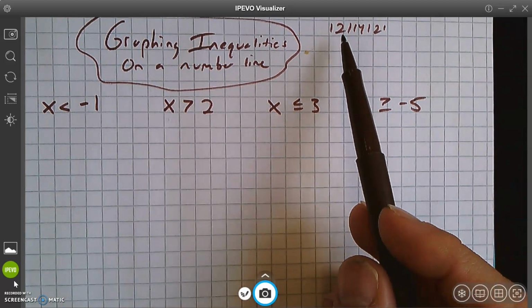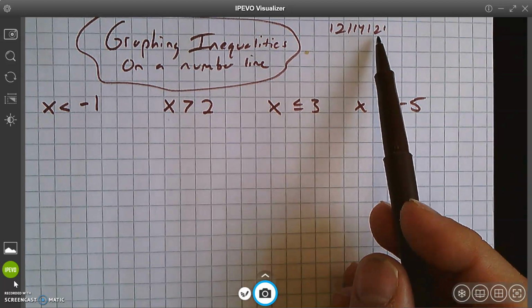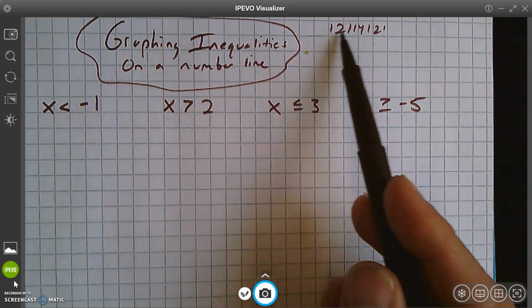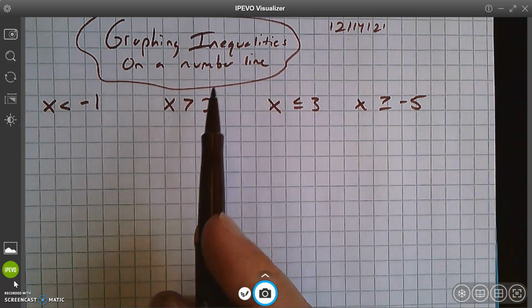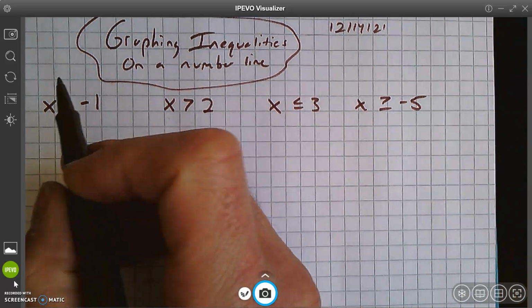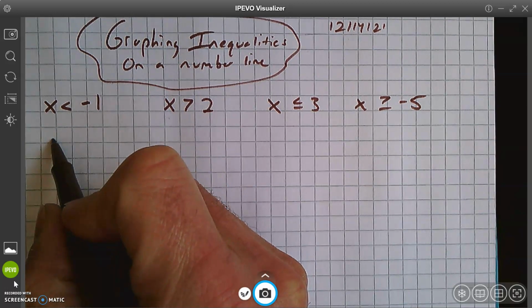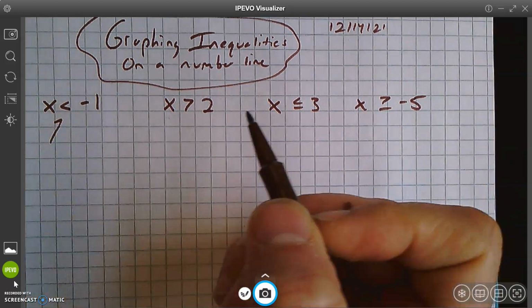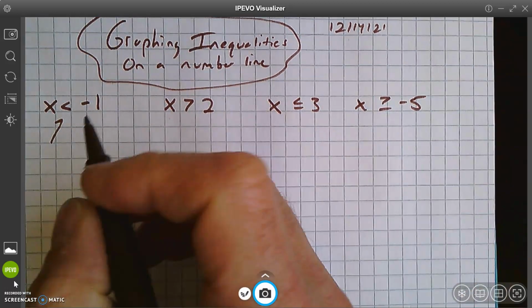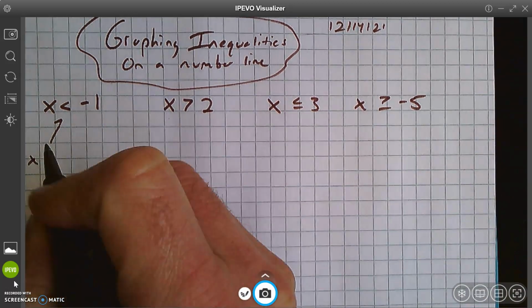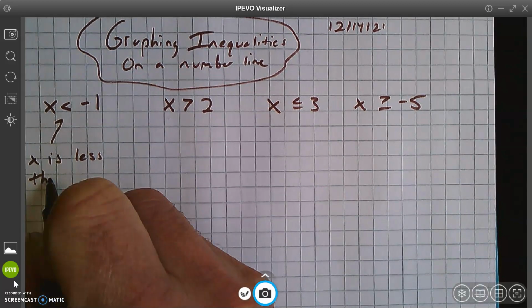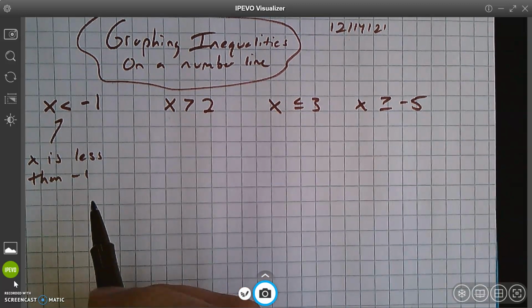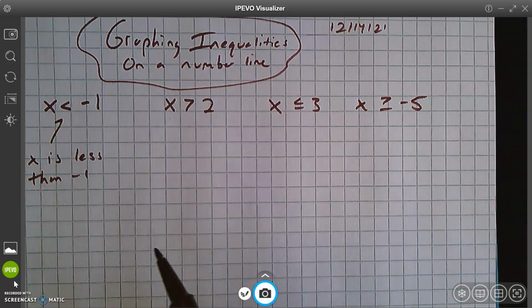Okay, 12, 14, 21. Write this down in your notebook. So what do all these mean? These are inequalities. It means there's more than one answer. There's a range of answers. So this left hand, less than, x is less than -1. X is any value that's less than -1. That's what that means.